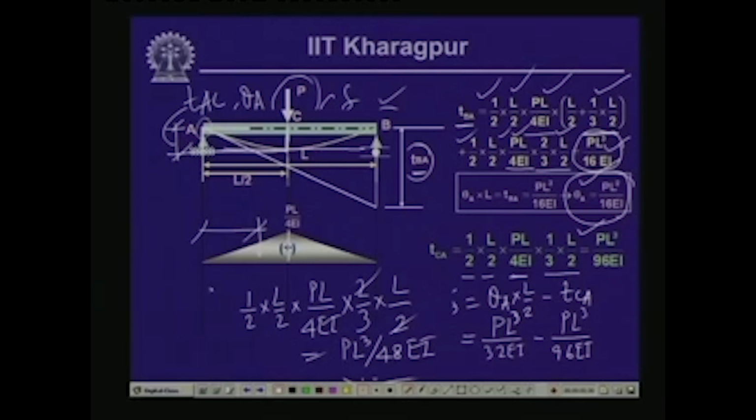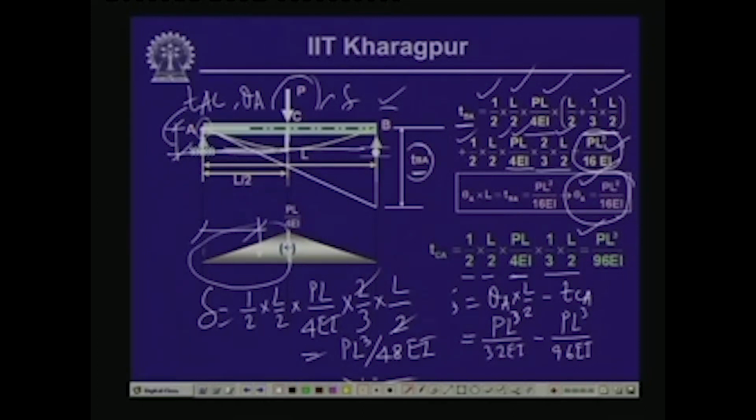Hence, we get the value of the delta by computing this part of the bending moment M by EI diagram. We take this part of the M by EI diagram, take the moment of this with respect to A, and we get the tangential deviation of point A with reference to the tangent drawn at C, and that is nothing but equal to the deflection of this particular beam.